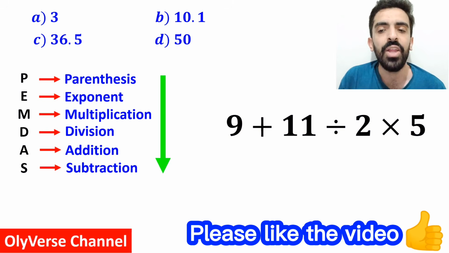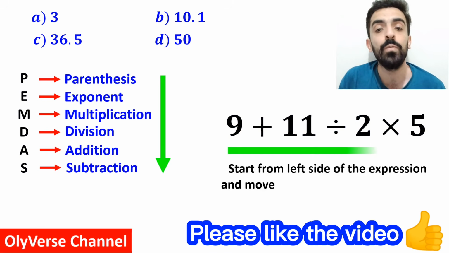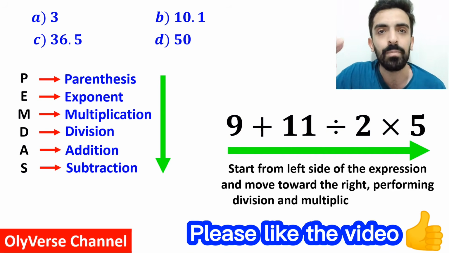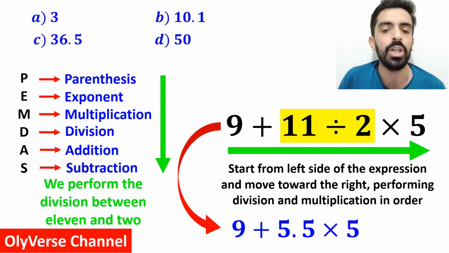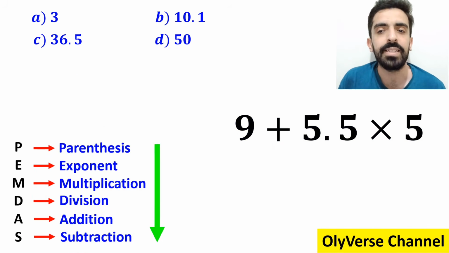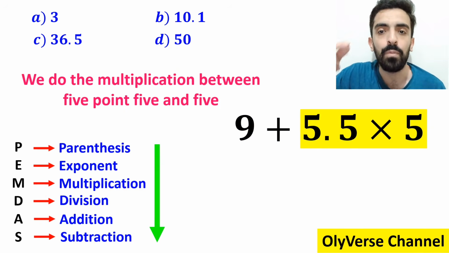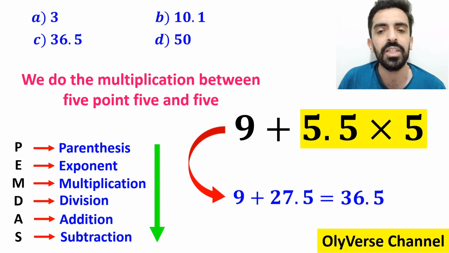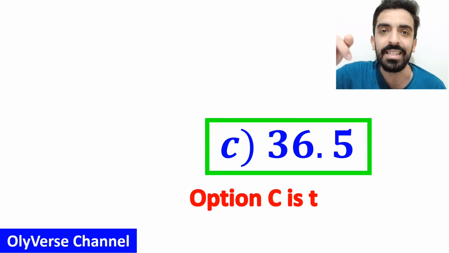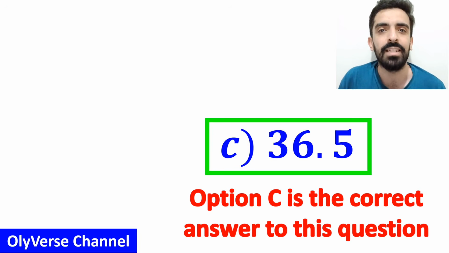In this situation, the best thing to do is to start from the left side of the expression and move toward the right, performing division and multiplication in order. So, first we perform the division between 11 and 2, and this expression simplifies to 9 plus 5.5 multiplied by 5. In the final step, we do the multiplication between 5.5 and 5, which gives us 9 plus 27.5. And finally, the value of this expression is equal to 36.5. That's great. Option C is the correct answer to this question.